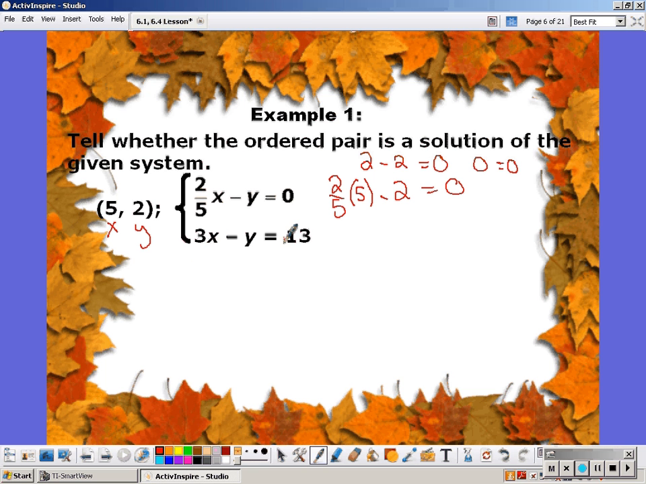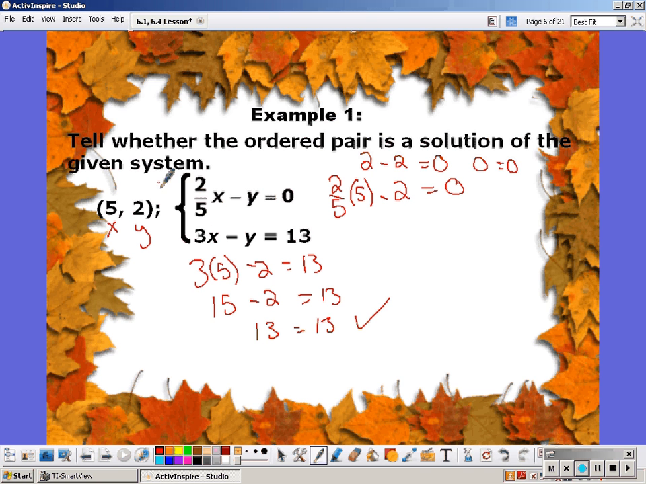Now let's check the bottom one. 3 times 5 minus 2, let's see if that equals 13. Okay, 3 times 5 is 15 minus 2. 15 minus 2 is 13, and 13 equals 13. Okay, so that's good. So when x is 5 and y is 2, you can plug in 5 and 2 for these numbers, and both of these equations will turn out to be true.